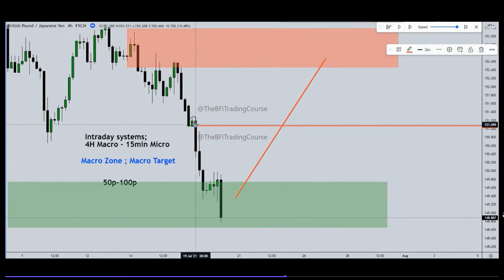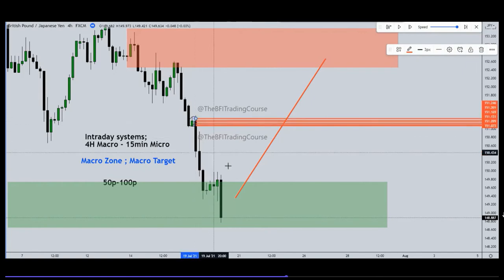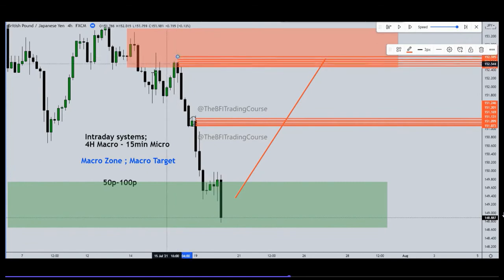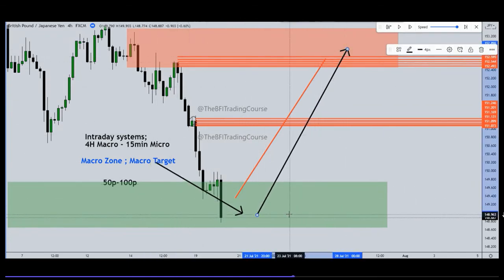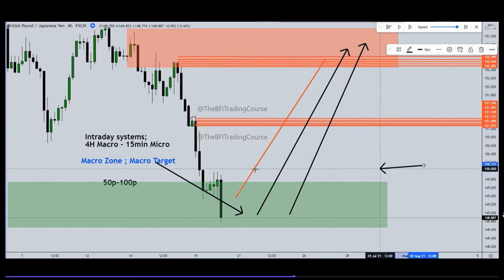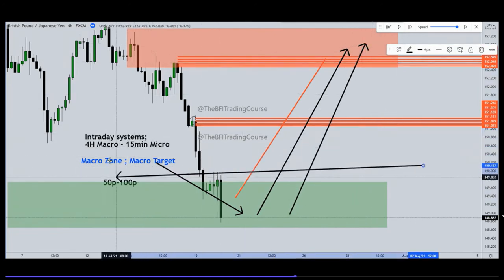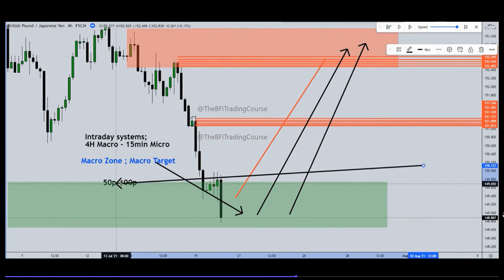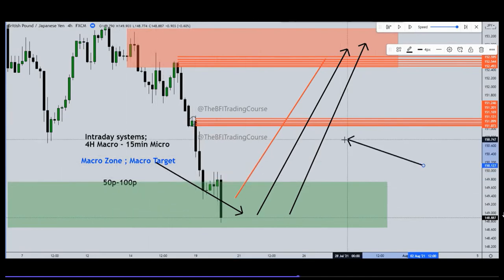Target number one, if you're super desperate, not a bad idea. Where's the next target? Maybe target two up here, which is taking a trade from a 4 hour buy zone to a 4 hour sell zone, zone to zone, but on the 4 hour intraday type systems. And I'm sure they'll give you much healthier than this if you sit back and relax.